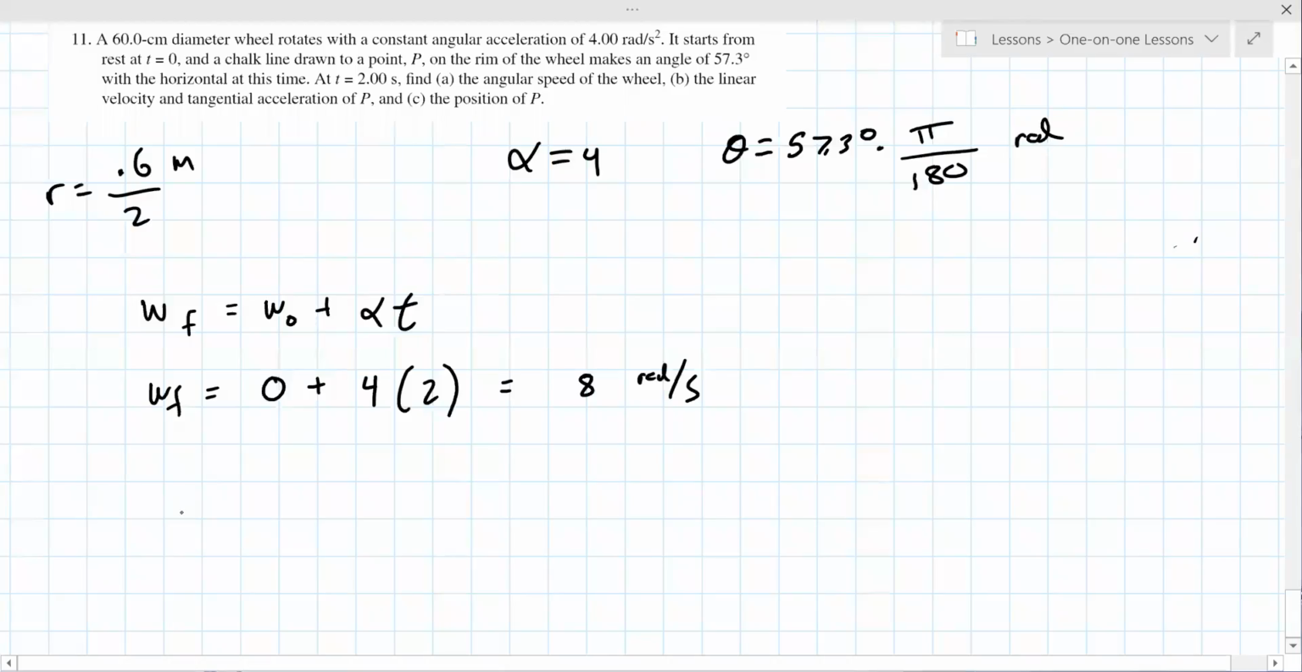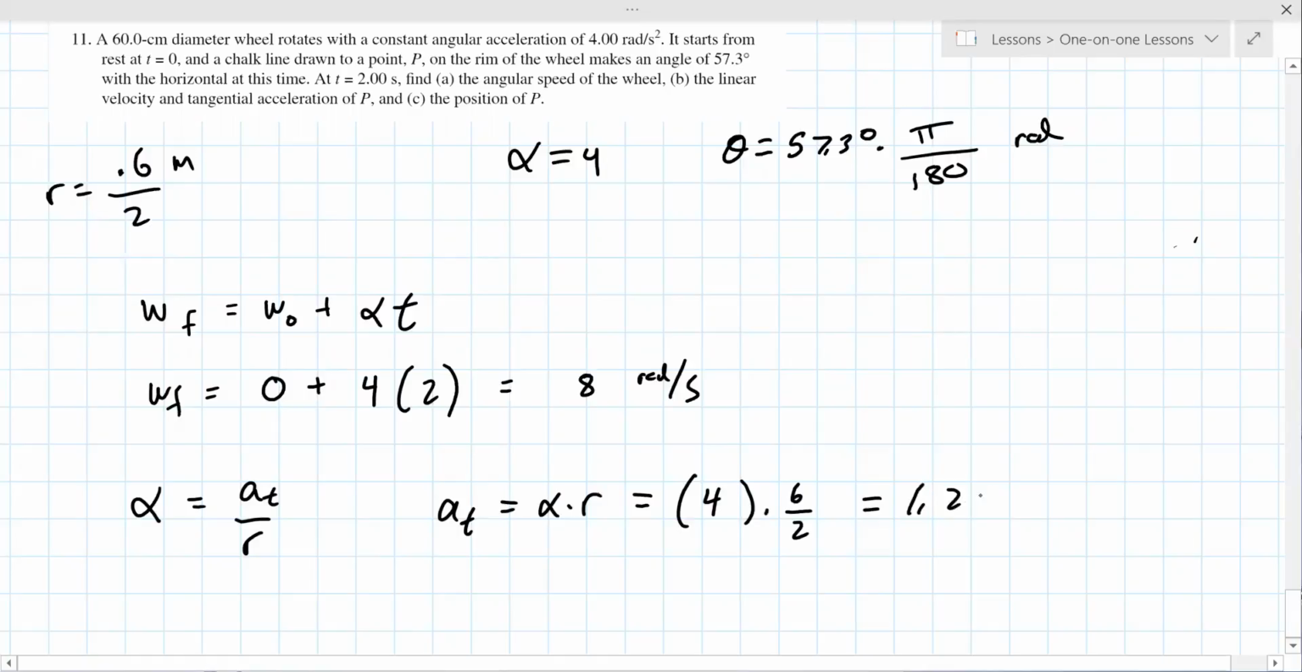So we know that alpha equals a over r. That's a tangential, so a tangential equals alpha times r. Alpha is 4, and the radius is 0.6 over 2. So that is 1.2 meters per second squared. 1.2 is correct, meters per second squared. Yep. And then the last one there wants the angle.